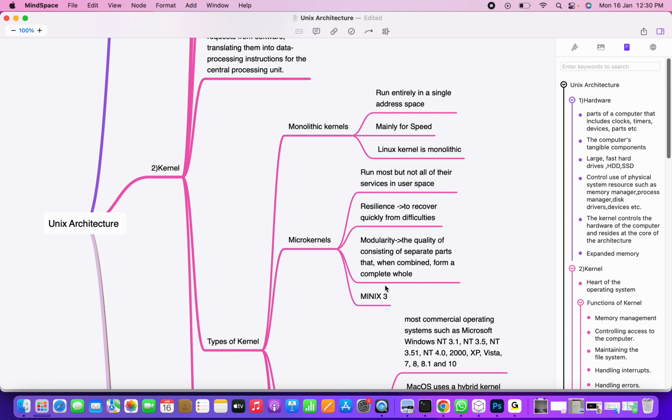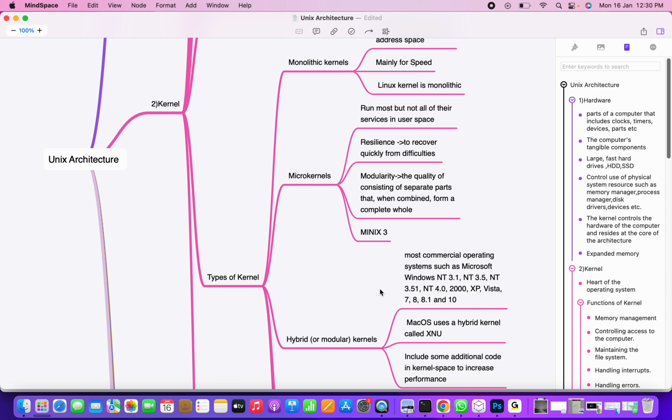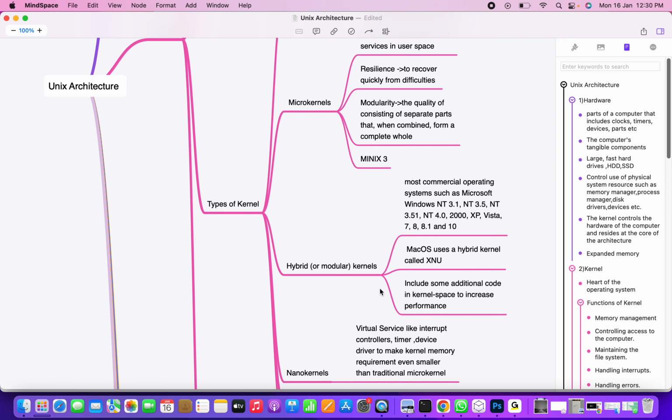Okay, the next type of kernel we have is hybrid, or modular kernels, we can say. Most commercial operating systems, such as Microsoft Windows NT 3.1, NT 3.5, NT 3.51, then NT 4.0, 2000, XP, Vista, 7, 8, 8.1 and 10, are examples of hybrid modular kernels. Mac OS is a hybrid kernel too. So it includes some additional code in the kernel space to increase the performance.